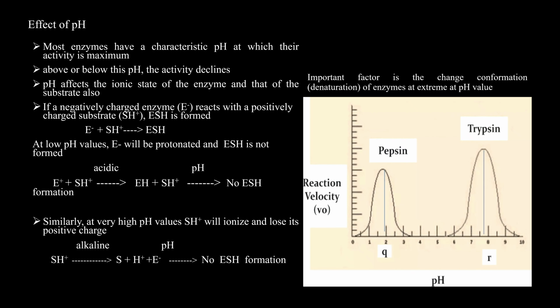Effects of pH: most enzymes have a characteristic pH at which they are most active. Below and above that pH, activity decreases. The rate of trypsin and pepsin reaction velocity depends on pH. At very high pH, NH3+ will become NH2 with loss of positive charge.